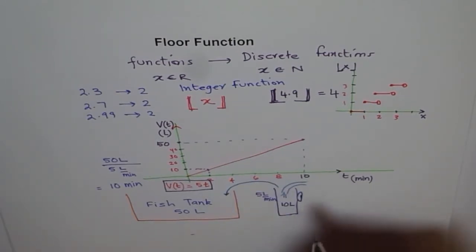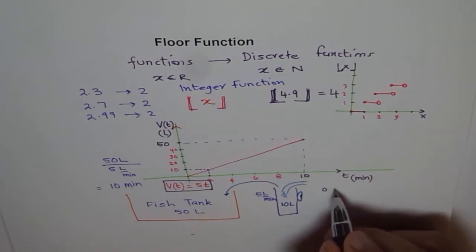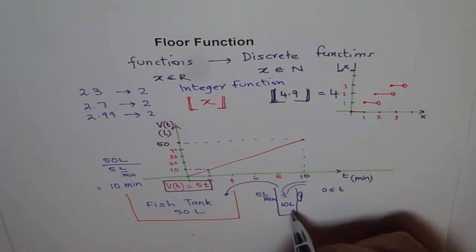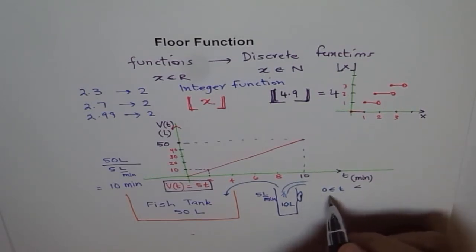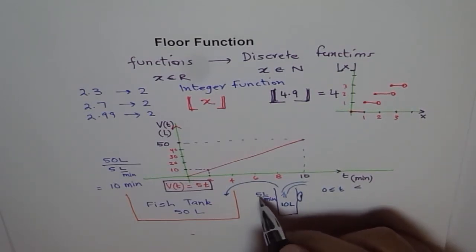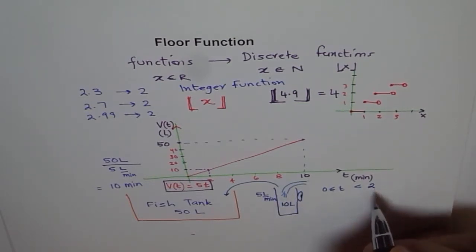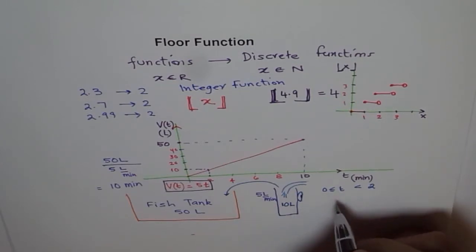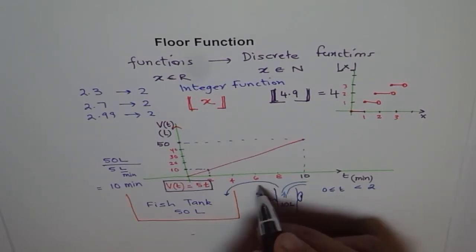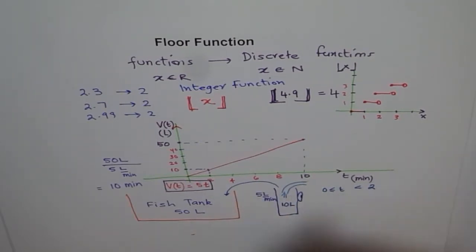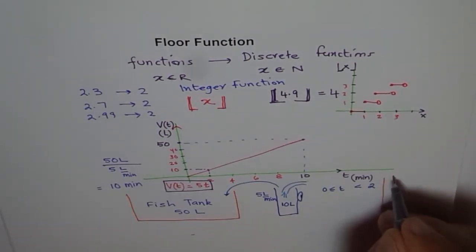So what happens is, as the time starts from 0, the 10 liter container gets filled up, and it takes time. How much time? 5 liters is the rate, so 10 liters will get filled in 2 minutes, right? 2 times 5 is 10. So in 2 minutes it gets filled up. As soon as it gets filled up, I pour the water into my tank. So let us say this is my tank.